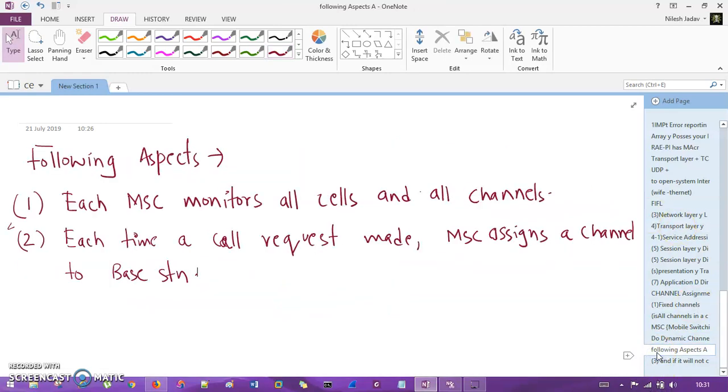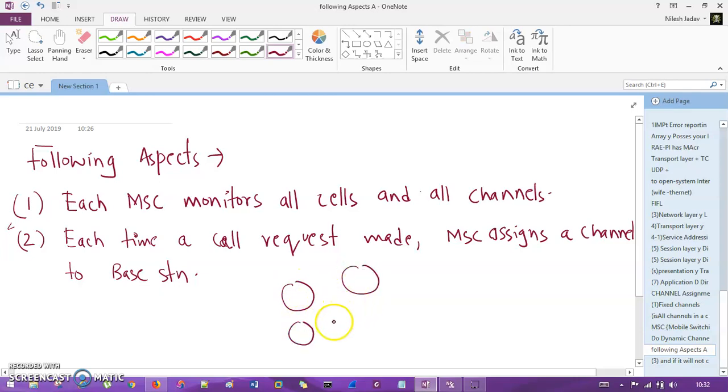So there are some following aspects that we need to take care of, as the MSC is the mediator, right? The mobile switching center. So here each MSC monitors all cells and all channels, which means if I have different cells here, so this is my first cell, second cell, third cell, then these are all handled by one MSC. Actually, it is not handled by the MSC directly, but there are some other mediators that come in between your cell 2, cell 1 and cell 3. We will see that precisely in GSM, but for now let's understand that these cells are completely monitored by one MSC, and it also monitors your channels.